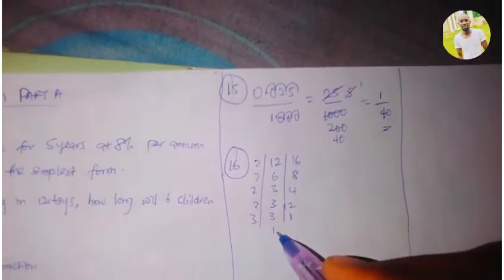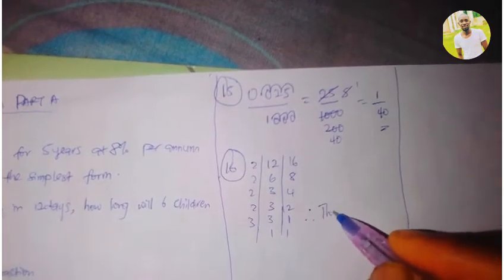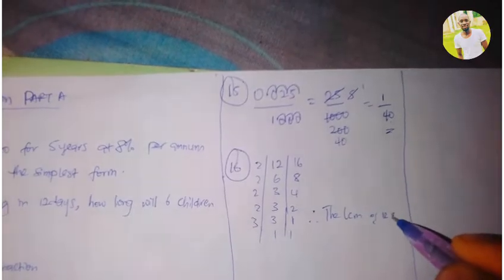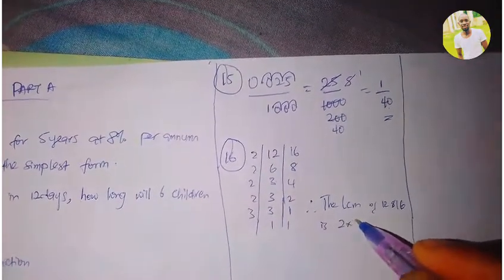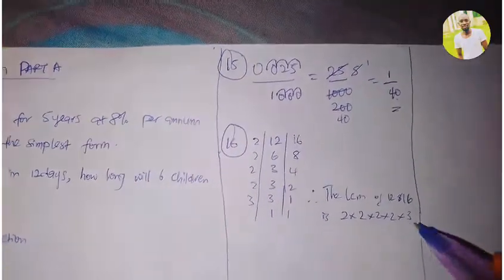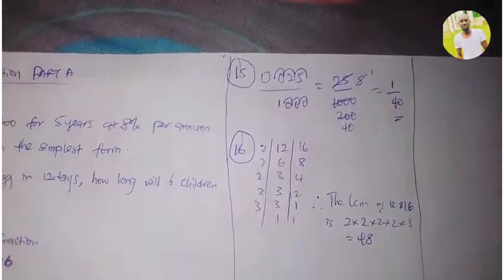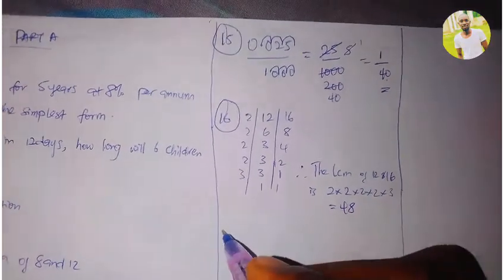Then 3, 1, 1. So therefore, the LCM of 12 and 16 is 2 times 2 times 2 times 2 times 3. 2 raised to power 4 is 16. 16 times 3 is 48. Therefore, the LCM of 12 and 16 is 48. As simple as that.